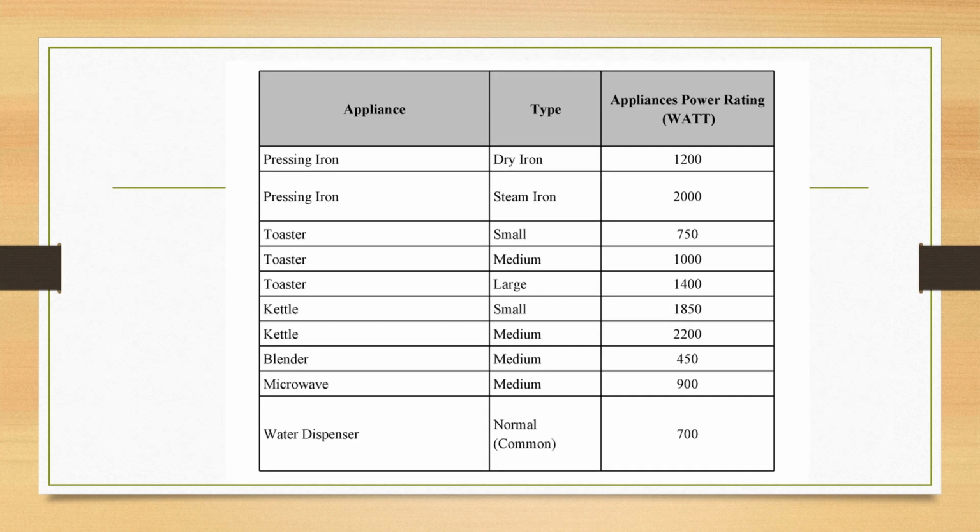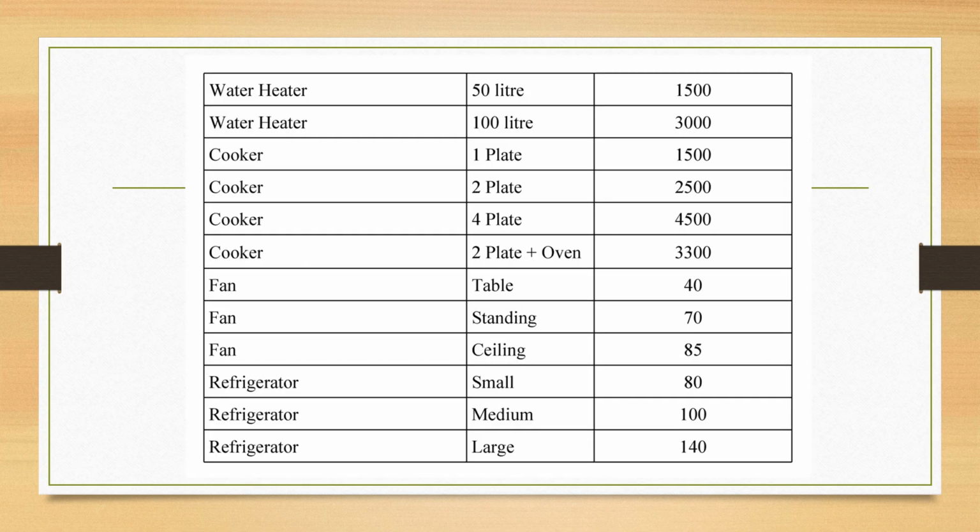You can see the appliance, the type, and the wattage that is required. For pressing iron, we have the steam type and the dry type, 1200 or 2000 watts. So you could go through this table whenever you want to carry out your load calculation.